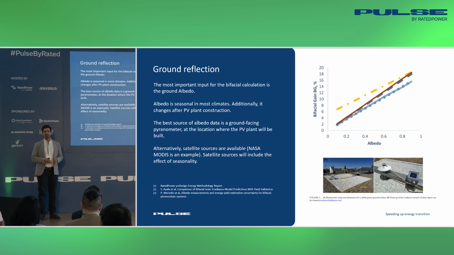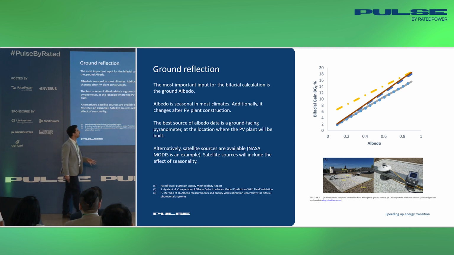I can't stress this enough. If your albedo is wrong, your entire bifacial simulation is wrong. The reason is very simple. That chart shows bifacial gain in the vertical axis and albedo in the horizontal axis. And you can see a straight line, right? That means it's proportional. More albedo results in more bifacial gain. So it's super important that you get your albedo right.